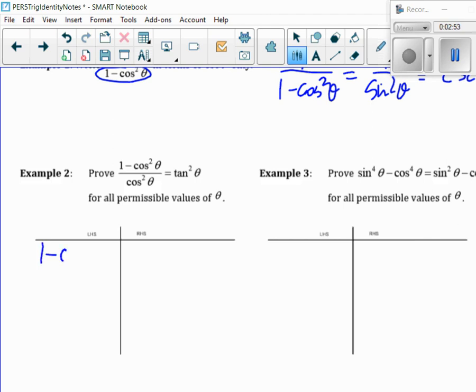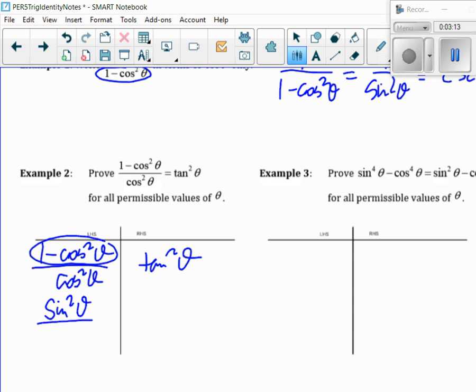Okay, so 1 minus cos squared theta over cos squared theta, and then the tan squared theta over here. So what do you want to do first here? Start with the left side, and then I heard change this into sine squared theta. So then you get sine squared theta over cos squared theta, which is tan squared theta, and then you're done.